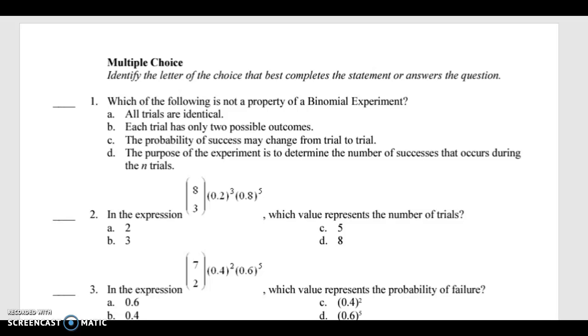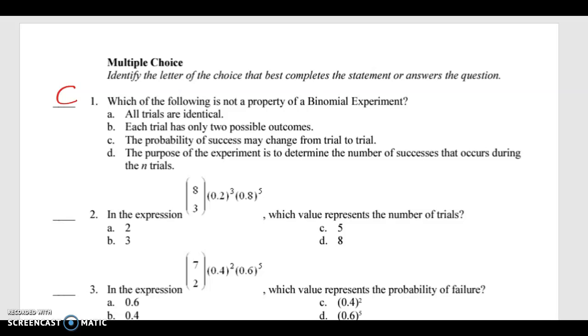Which of the following is not a property of a binomial experiment? All trials are identical. Each trial has two possible outcomes. The probability of success may change from trial to trial. And the purpose of the experiment is to determine the number of successes that occurs during n trials. Now, according to our properties, we have to talk about binary, independent, numbers fixed, and same probabilities. So there we go. C has to be the same probability every time.